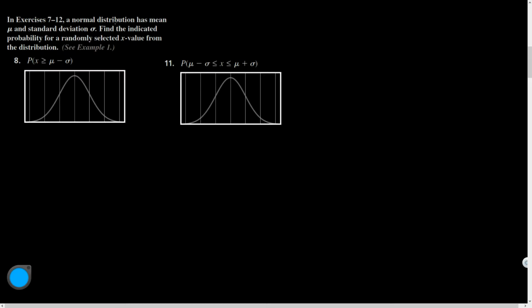Here is question 8. It says, a normal distribution has a mean of mu and a standard deviation of little sigma. Find the indicated probability for a randomly selected x value. So this P is function notation. We'll learn about that elsewhere. But the probability that any value x is greater than or equal to the mean minus 1 standard deviation. So if this is the mean, I'll call that x bar. We could call it mu. 1 standard deviation less than that is right here. And so they want to figure out what's the probability that we would be greater than that.